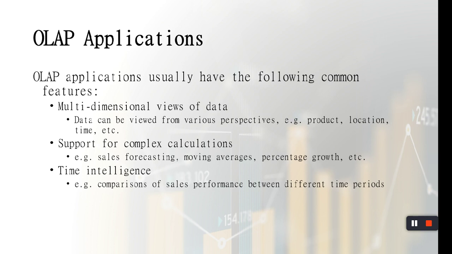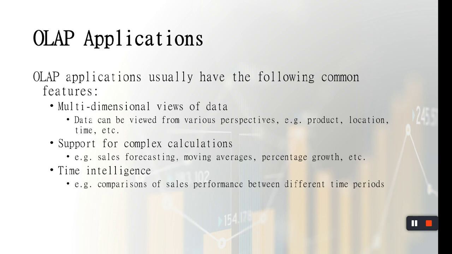And then it also supports complex calculations as mentioned in the previous slide. So what are these complex calculations? Example, OLAP can do sales forecasting for us based on the inputs that we have encoded in the system. Thus, the OLAP can help us come up with a reliable sales forecast. And then it can also do moving averages, percentage growth, etc.